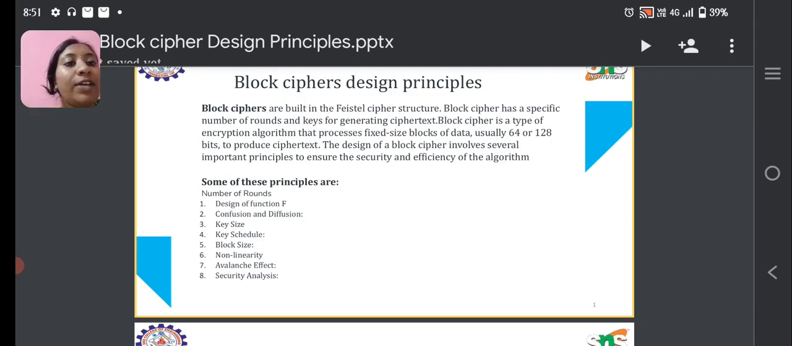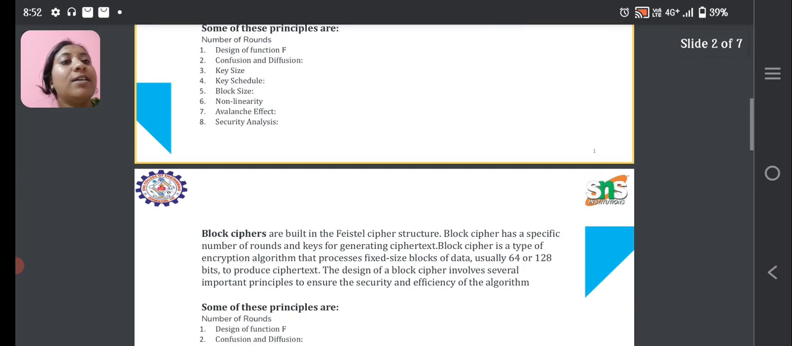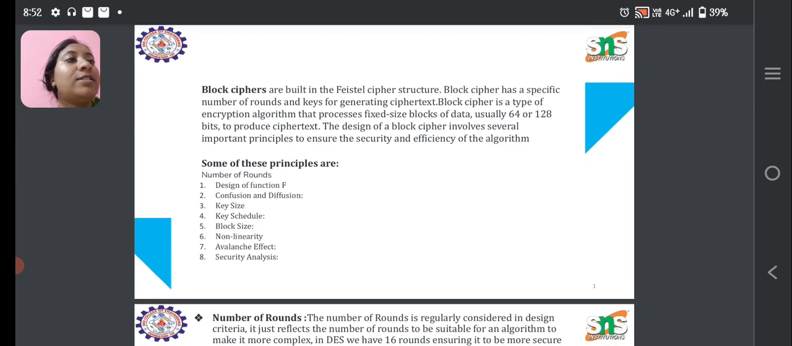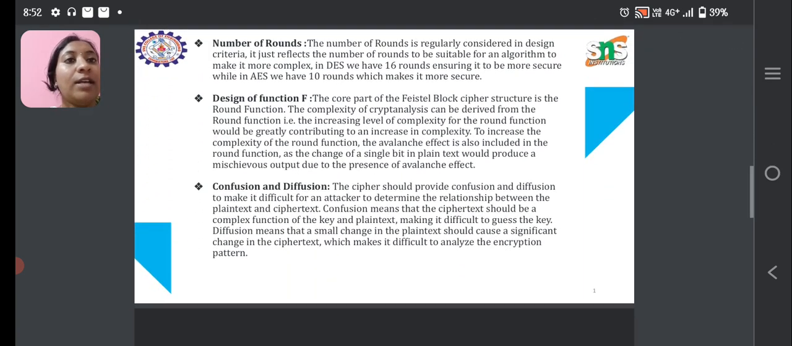In this we have some design principles. First is the design of function, confusion and diffusion, key size, key schedule, block size, non-linearity, avalanche effect, and security analysis. Next is the number of rounds.